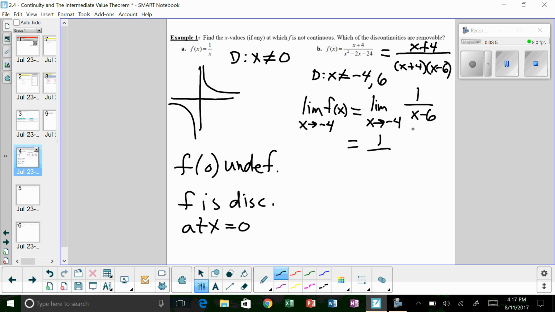The 1 over negative 4 minus 6, or negative 10. So the limit is negative 1/10. So since negative 4 is not in the domain, f of negative 4 is undefined. However, the limit as x approaches negative 4 exists and equals a real number. Therefore, we have a removable discontinuity at x equals negative 4.